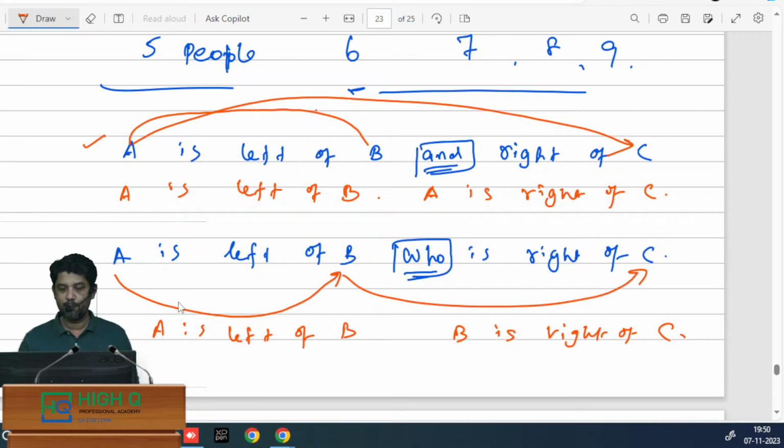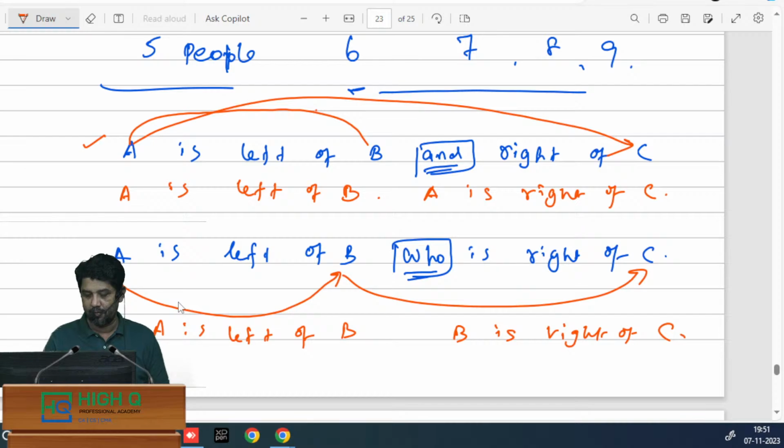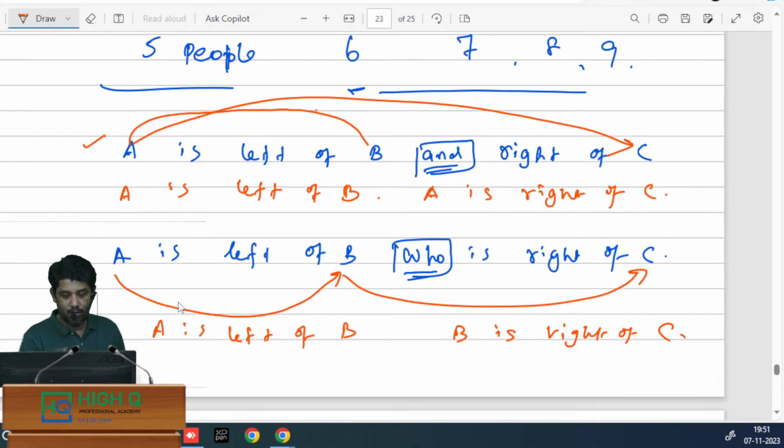You understand the difference between 'and' and 'who', my dear? Do you all understand the difference? Because this is very important, and this kind of concept we are going to use in blood relation also. I want you to understand what 'and' is and what 'who' is. Is that clear, all of you? Say yes or no. Many of you are committing mistakes in this. We are not able to connect: 'and' means with whom we have to connect, and 'who' means with whom you have to connect.